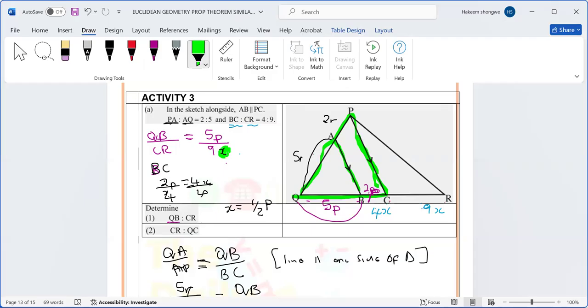Instead of x here, I can put 1/2 P. So I have 5P all over 9 multiplied by 1 over 2P, which is 5P over 9/2 P. P and P cancel, so the answer is 5/4.